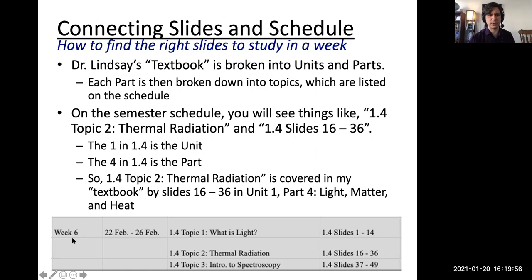All right, so let's go ahead and use an example. Let's say that here we are in week 6, which will be 22 February to 26 February. And where you need to be looking at the thermal radiation topic, topic 2, thermal radiation. 1.4 tells me Unit 1, Part 4. And then those slides related to the topic of thermal radiation are covered on slides 16 through 36. And now you know how to navigate my textbook and associate that with what's listed on the schedule. Hopefully it's not too complicated. I think it's pretty straightforward. Again, I really work hard to try to make everything as direct and clear as possible.